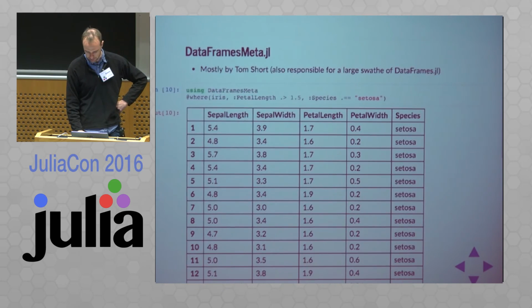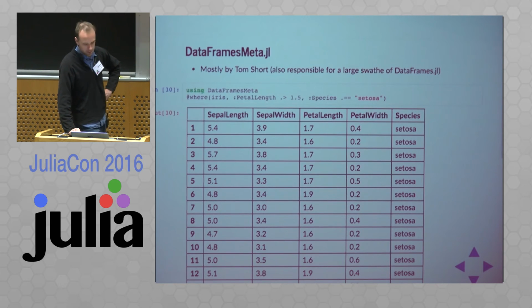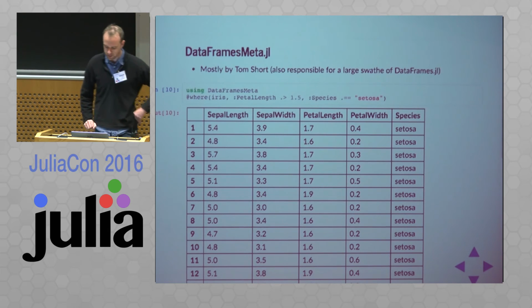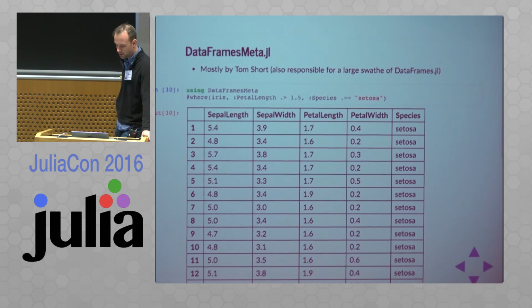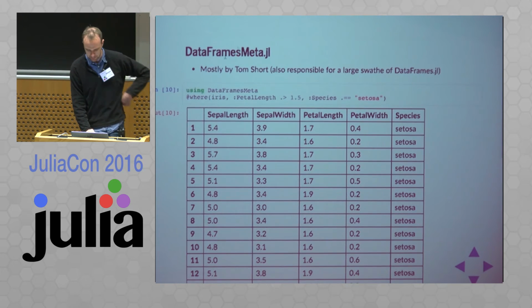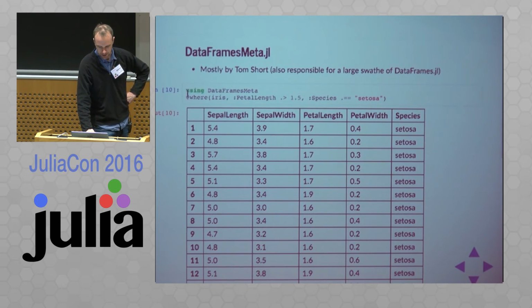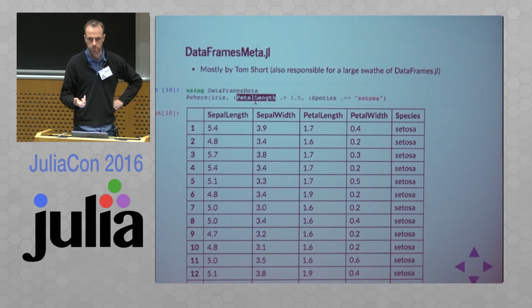There has actually been some effort on this. I should mention DataFramesMeta has been around a while as well, and it was mostly written by Tom Short, who is also responsible for a large slice of DataFrames itself. It uses a few metaprogramming tricks. For example, for the filter operation I mentioned earlier, you would write using DataFramesMeta @where, and then you just use symbols to refer to columns. The symbols are then replaced by the columns themselves. It works quite nicely.